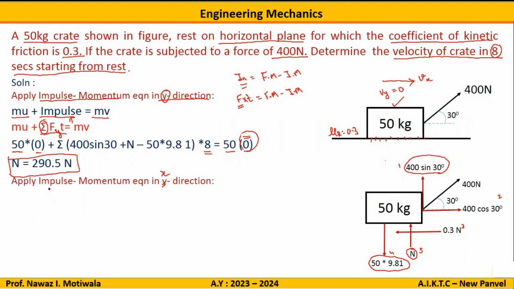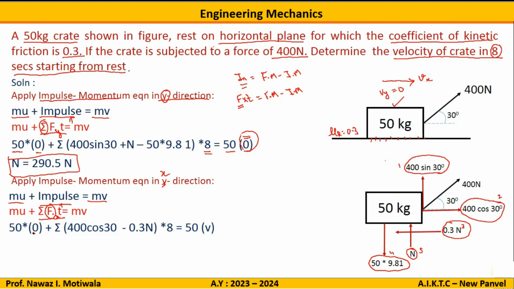Now as we applied the impulse momentum in y direction, we will now apply the impulse momentum equation in x direction. Again I will write mu plus impulse is equal to mv, where impulse I will substitute as summation of Ft, so mu plus summation of Ft is equal to mv, where now this summation of F will be the forces acting in x direction. So forces acting in x direction are this one, 0.3 N, and this one, 400 cos 30. So substituting it, I will get 50 into u. Again, it is starting from rest, hence it is 0. In place of the summation of forces, we have discussed that there will be two forces, 400 cos 30 and minus 0.3 N. Time is given to us in the question as 8 seconds, is equal to, again mass is 50 and velocity, let it be v.